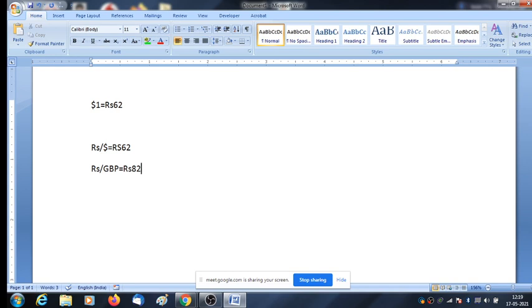Okay. So basically two things are there. It is a direct quotation, and we can express the term either as pound equal to rupees 82, or we can write rupees per GBP equal to 82. Means 1 pound will cost rupees 82. Okay.